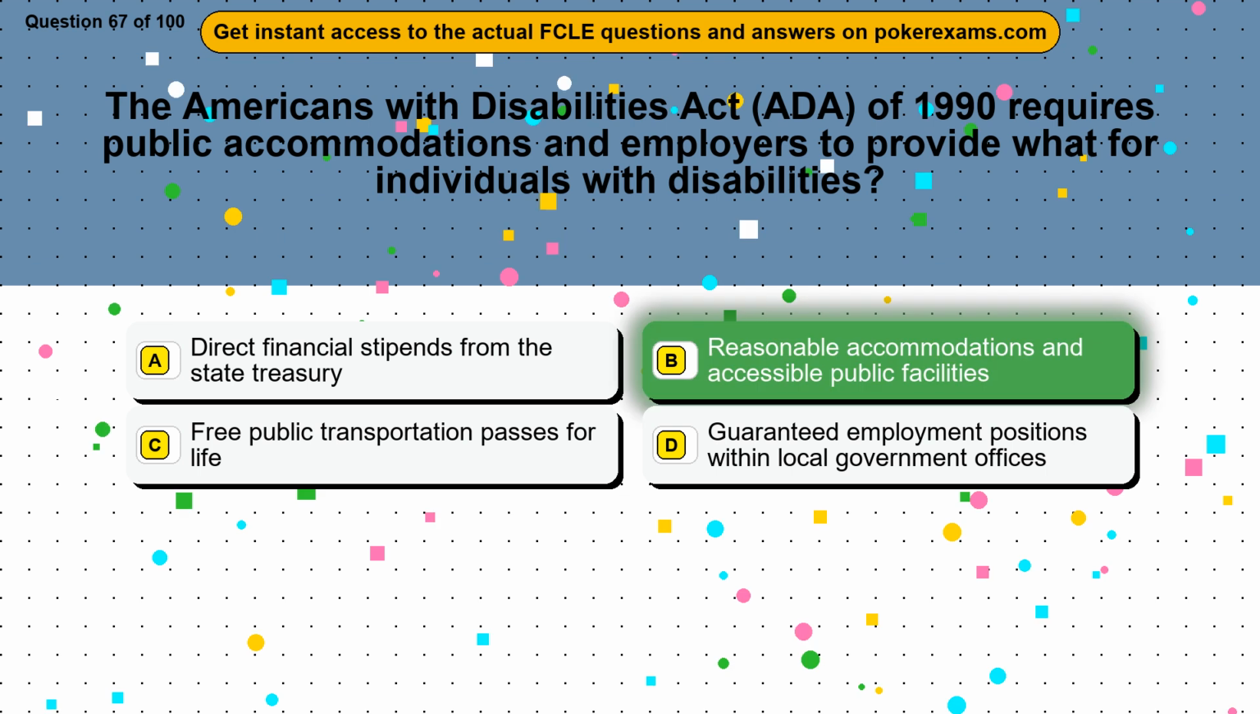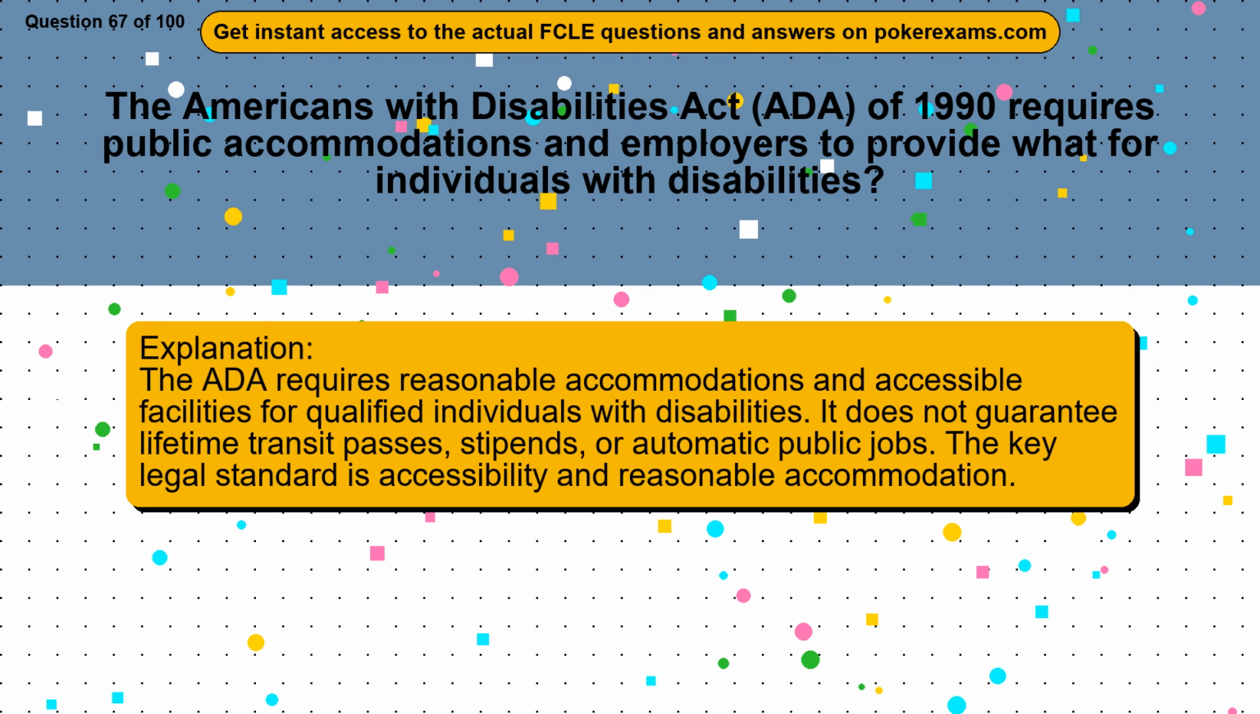The correct answer is option B, reasonable accommodations and accessible public facilities. The ADA requires reasonable accommodations and accessible facilities for qualified individuals with disabilities. It does not guarantee lifetime transit passes, stipends, or automatic public jobs. The key legal standard is accessibility and reasonable accommodation.